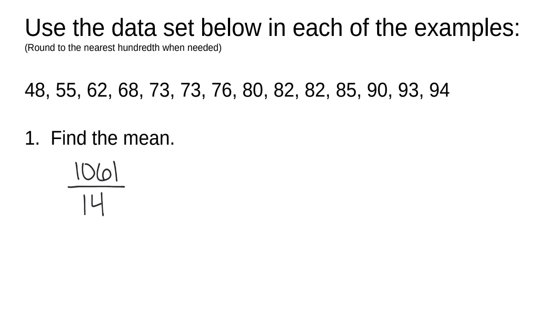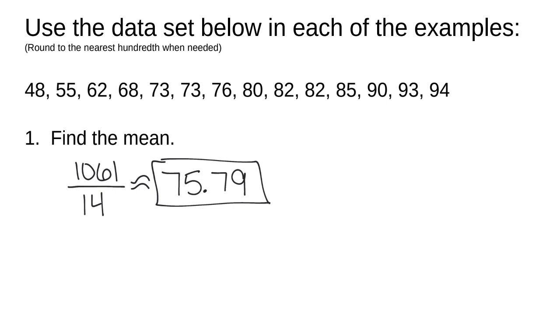So on our calculator, we're going to do 1,061 divided by 14, and it says to round to the nearest hundredth, so we should have two numbers after our decimal point. It's going to give us about 75.79. That is the average or the mean for this data set.